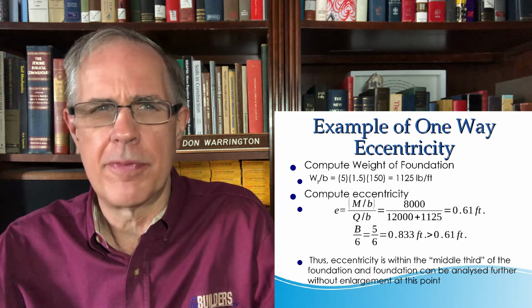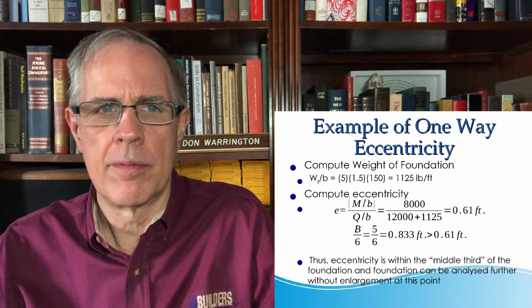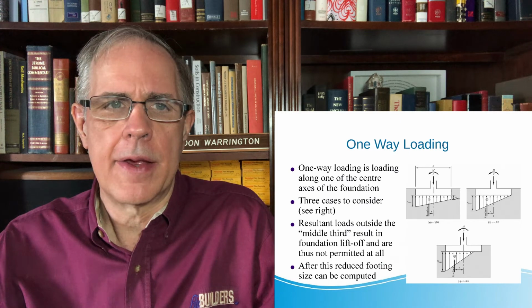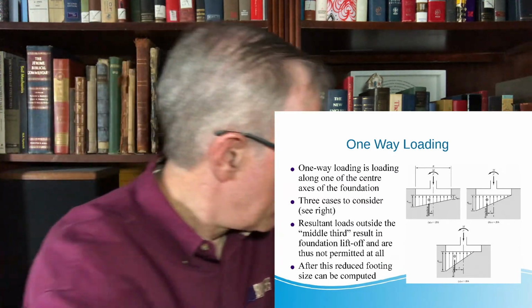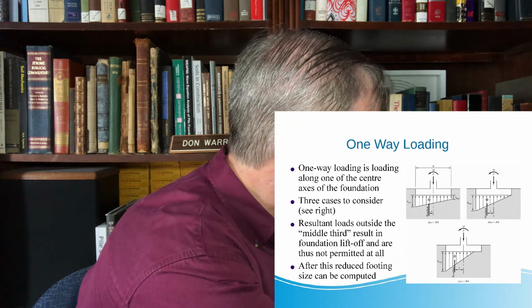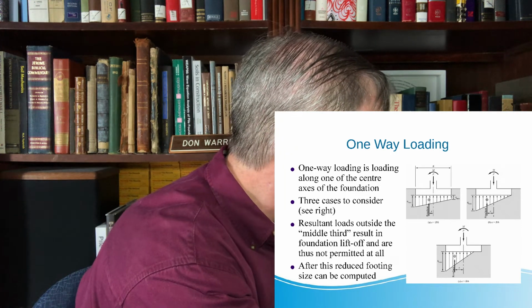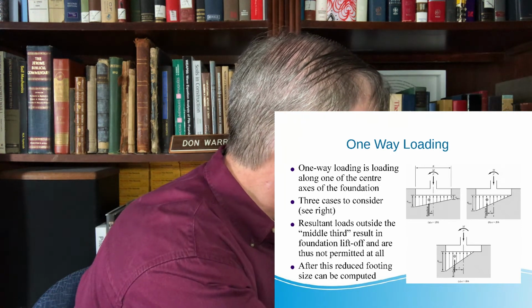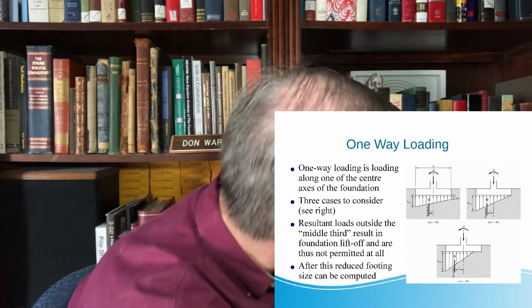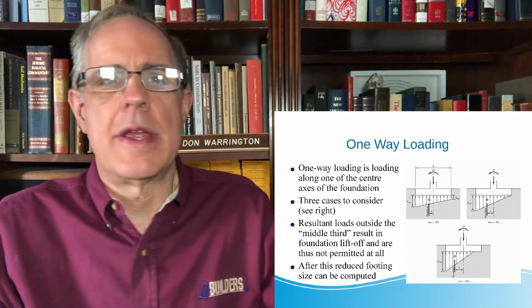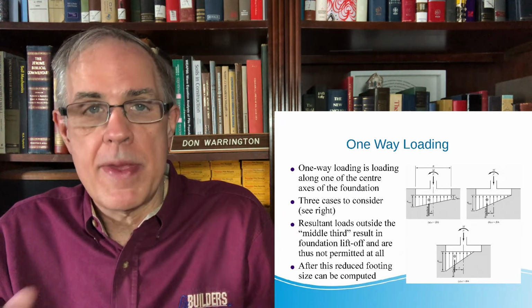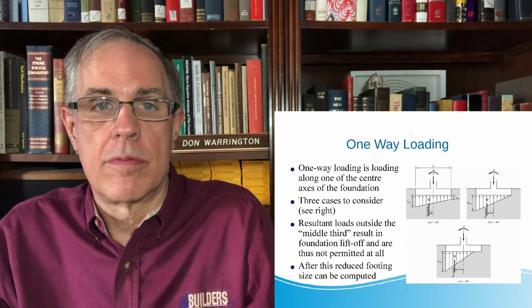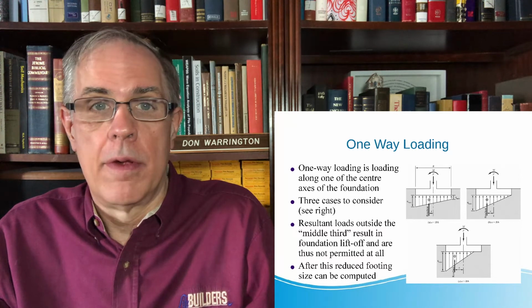Now, what's this middle third thing? Let's go back a couple of steps and look at this. If you reach the point where you have a zero load here and a maximum load here, that takes place when the eccentricity is equal to 1/6 of the B of the foundation, or L, if you've got two-way.